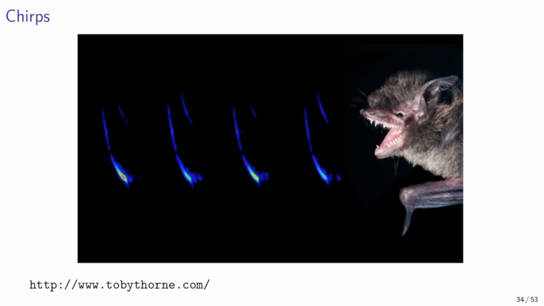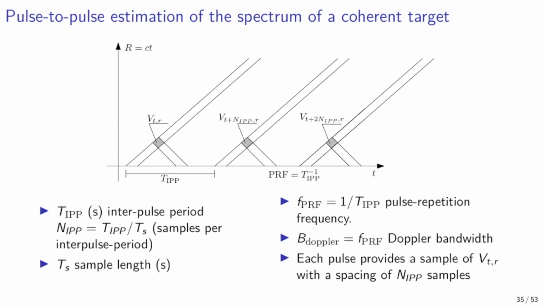By using a long acoustic chirp waveform instead of a short pulse, bats can compress more power into the emitted acoustic signal and thus improve the fidelity of the sonar measurement. Coherent radar targets still have a finite spectral width. This means that while the scattered radar echo can be assumed not to change significantly over the duration of one radar transmit waveform, from pulse to pulse the scattered voltage can change.